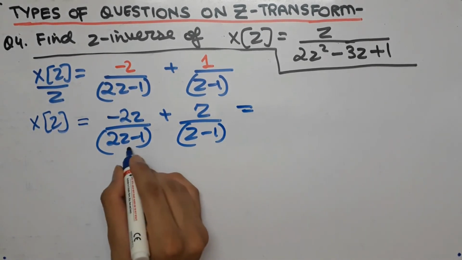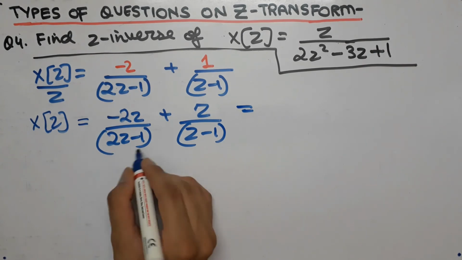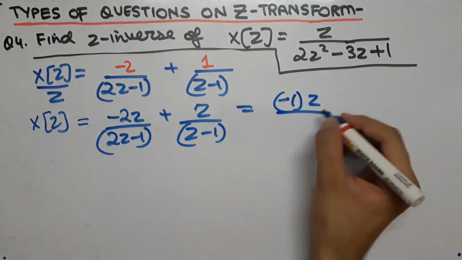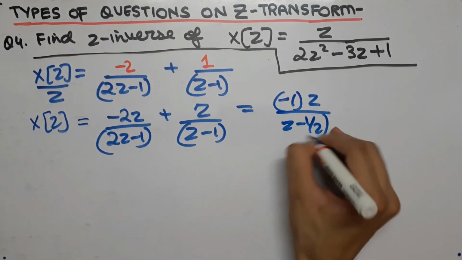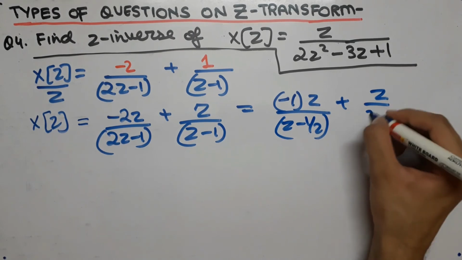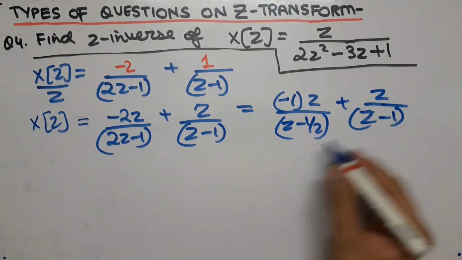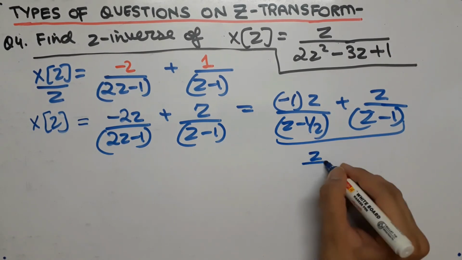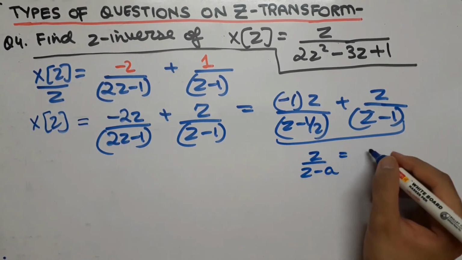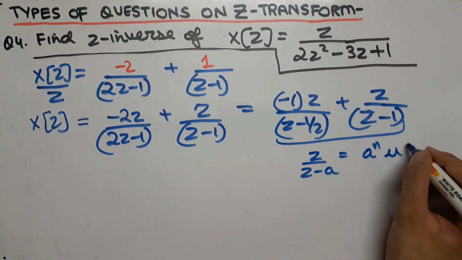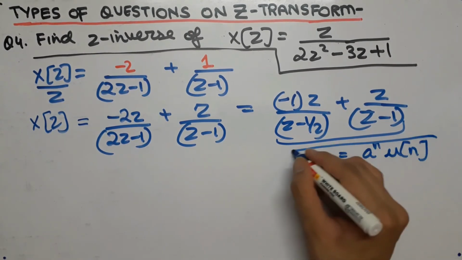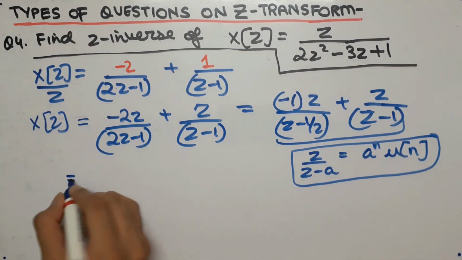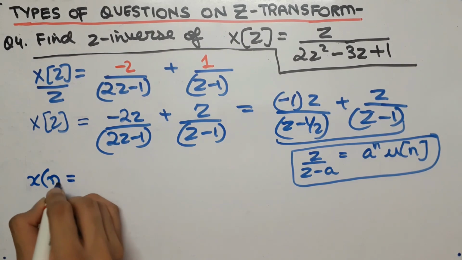And in this equation we will take out 2. That is, we will take 2 common from the denominator. And from there we will get -1 into z/(z-1/2) + z/(z-1). Now guys, in these two equations we are going to apply the inverse z transformation formula, that is z/(z-a) equals a to the power n u(n). That is, now we will apply this formula over here. On doing that, you will get the value of x(n).